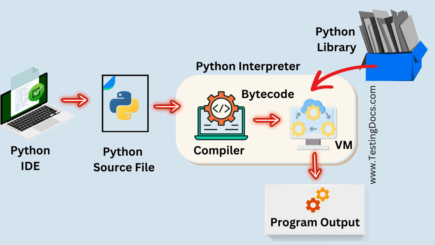Python is dynamically typed, meaning variable types are determined at runtime. The PVM manages this by keeping track of the types of objects during execution. The PVM takes this bytecode, interprets it, and generates the program output. It uses a stack-based architecture, which means it processes operations by pushing and popping values to and from a stack.